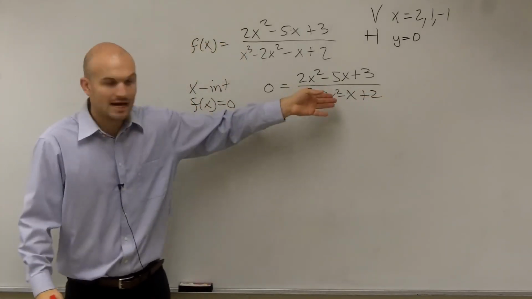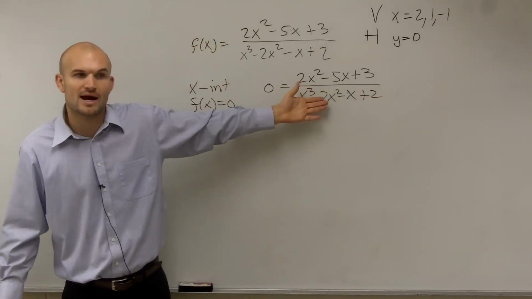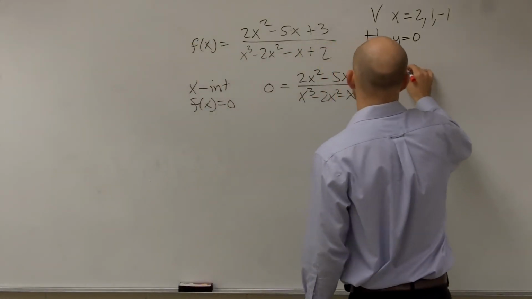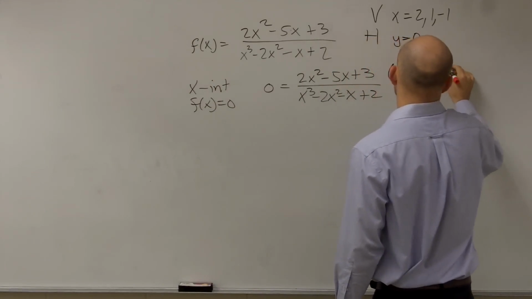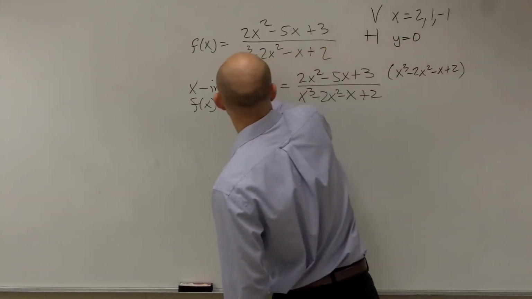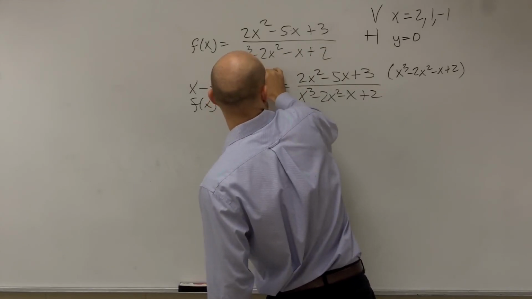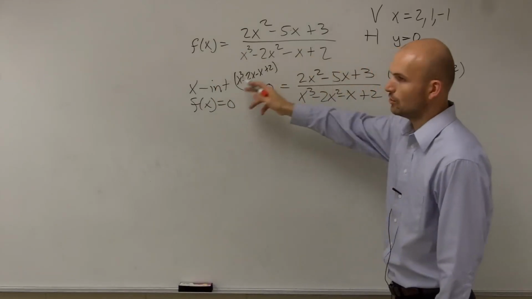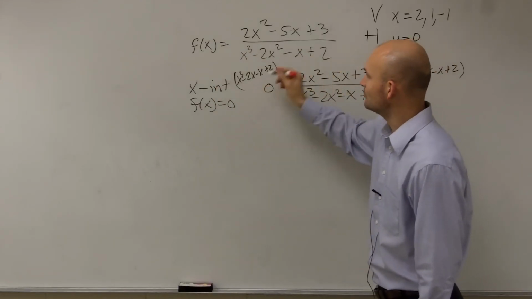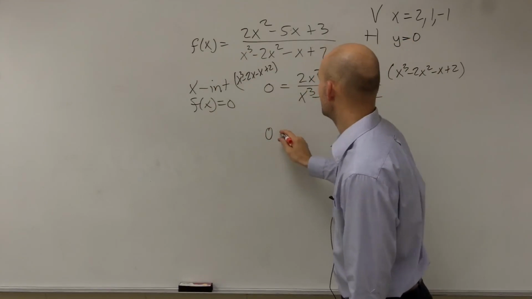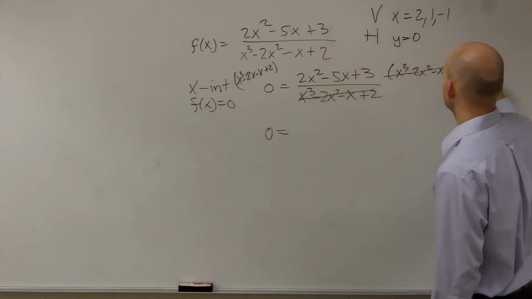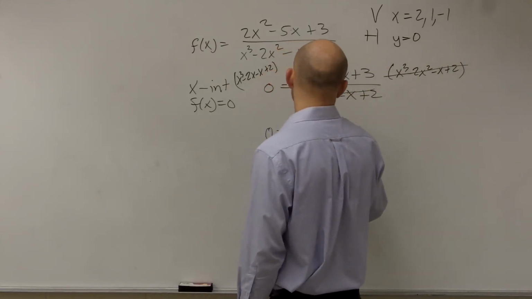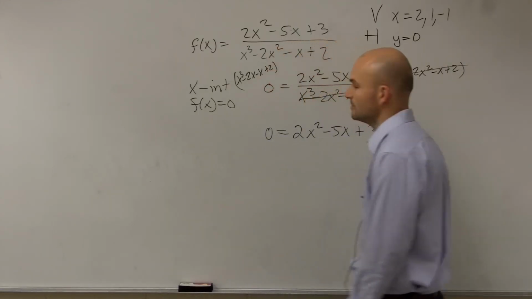And remember, we talked about this. How do we get a fraction off the bottom, the denominator? You have to multiply it on both sides. This whole expression multiplied by 0 is just going to become 0. And then that divided by itself is just going to give you 1. So you're just left with 2x squared minus 5x plus 3.